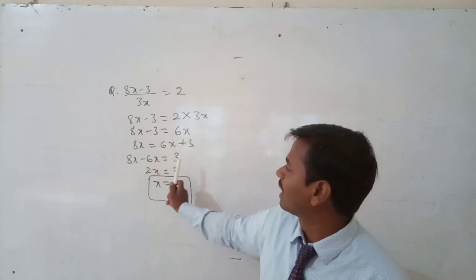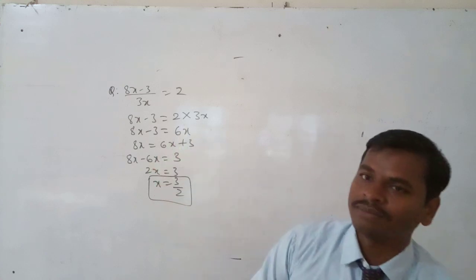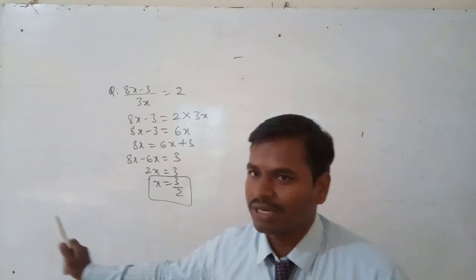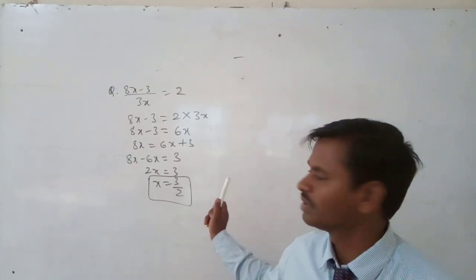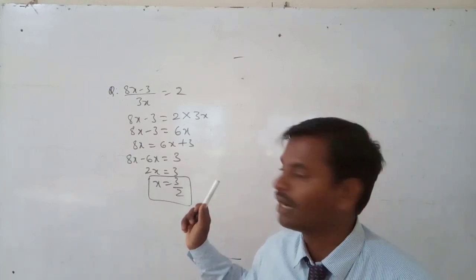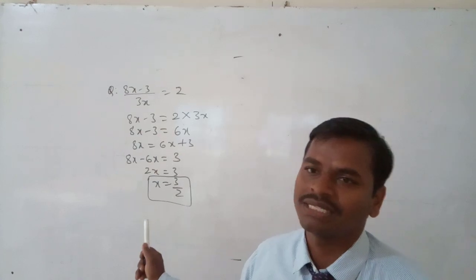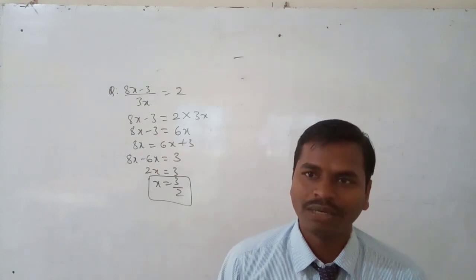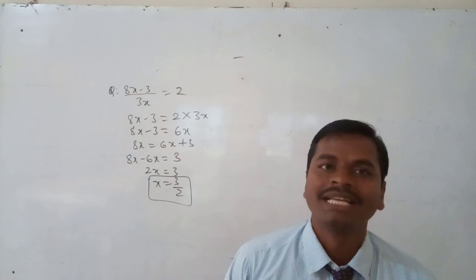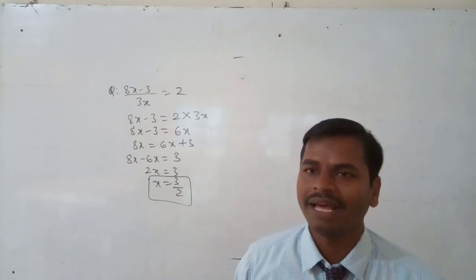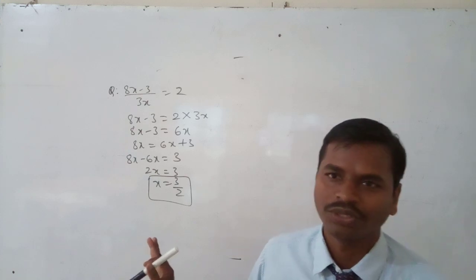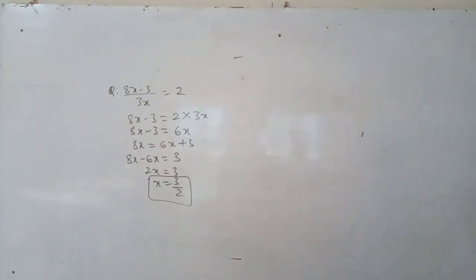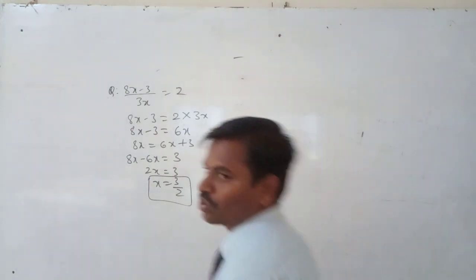Like this, exchange the terms, shift all the numbers to the right side one by one. Finally x value is 3/2. This is the general method we followed in the previous class, and the same method we are applying in this class also. This is the general method of solving linear equations. Now we can solve one more question here.